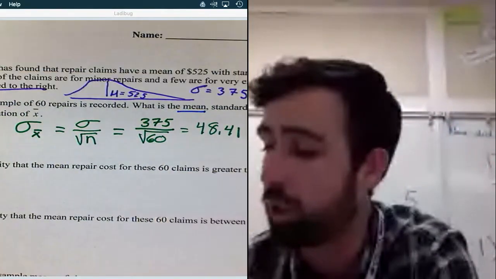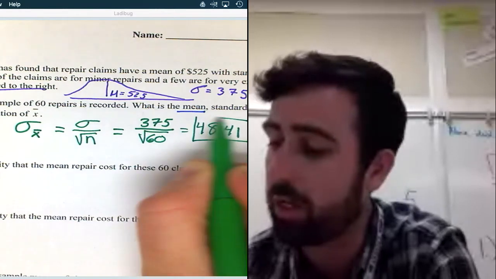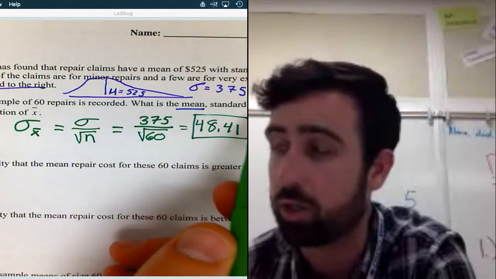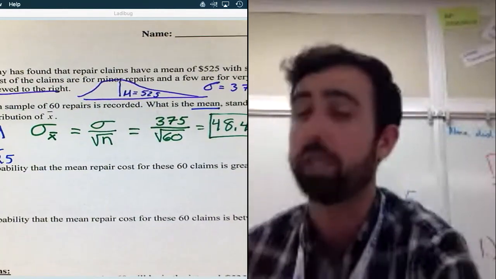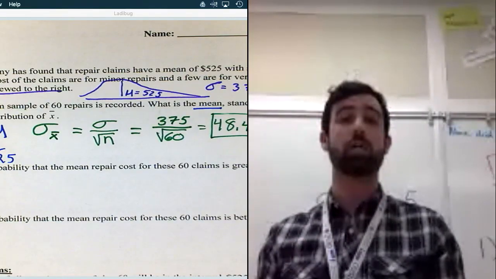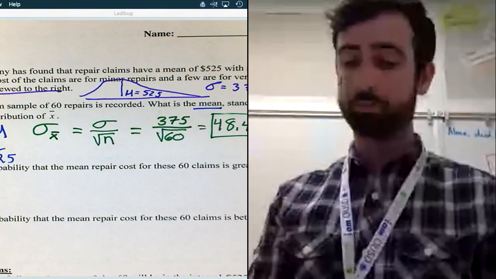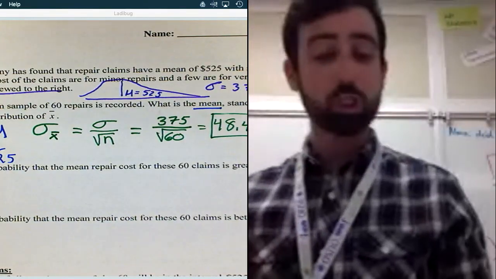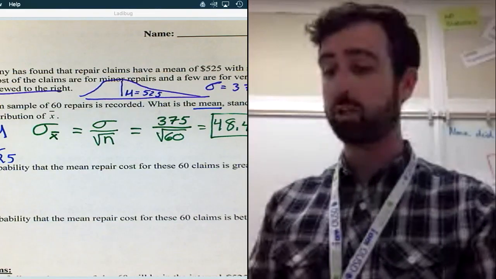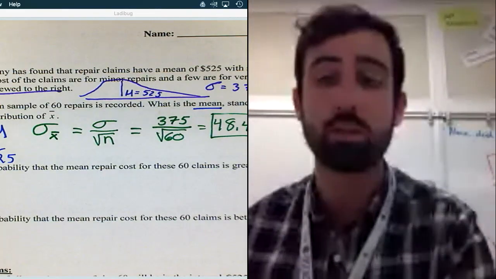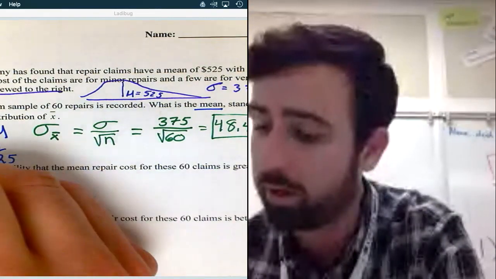Which is good because we do want something that's smaller than our original standard deviation. Right? Because as we increase our sample size, we should get a smaller standard deviation. Now, it also asks for the shape of this distribution. So shape, that's where they're getting into the central limit theorem.